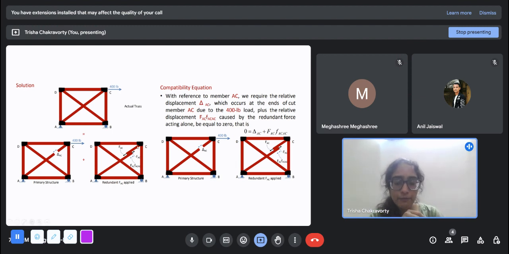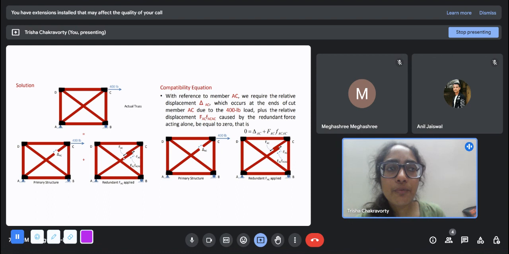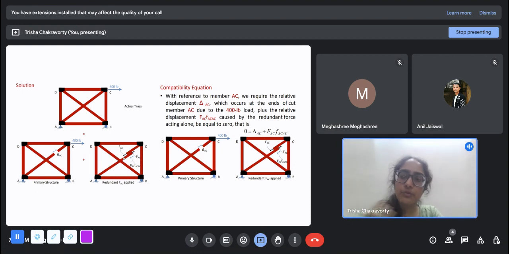So if the unit load was applied here, we will get a certain elongation or displacement in this truss member, that will be small f_AC,AC, and that follows the principle of linear superposition. It means that if you apply a unit load in a structure and you get a certain displacement delta, if you apply a force F in the same pattern, you will get a displacement of F times delta. So capital F times small f is the contribution from this structure, and the contribution from this structure is delta_AC. They should add up to zero.